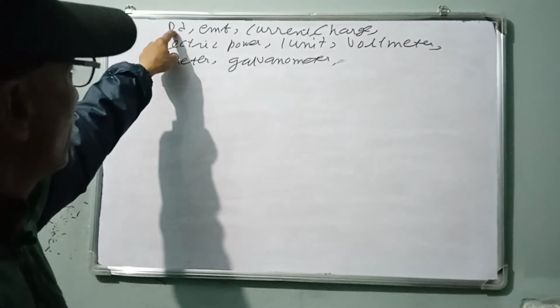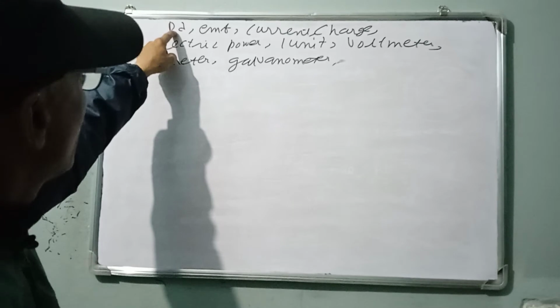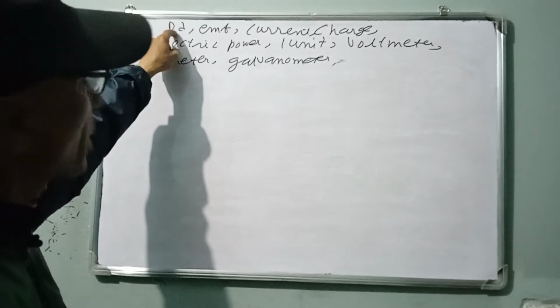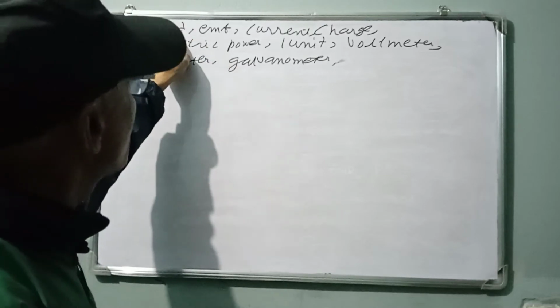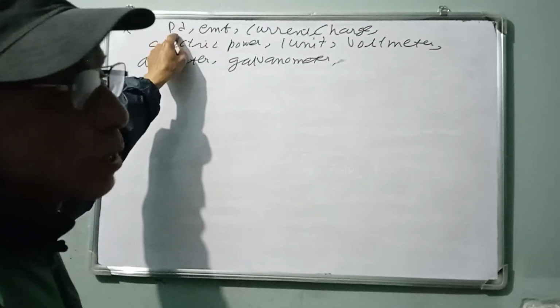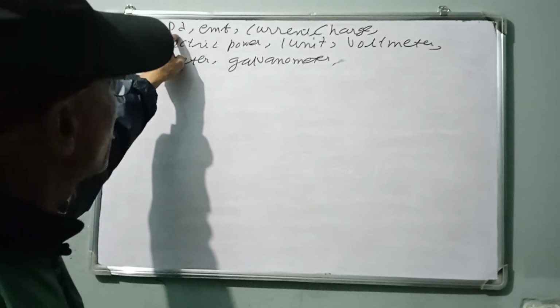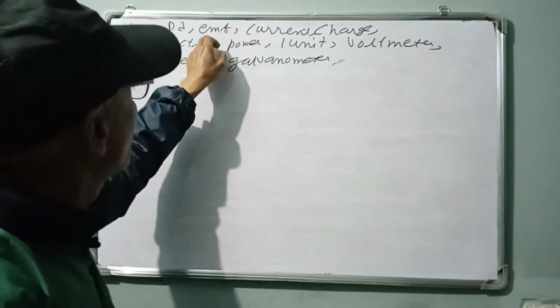And another, PD, potential difference or voltage. We say voltage for short. Potential difference is the difference of electric pressures between positive and negative terminals. It is measured in a closed circuit while the current is flowing.